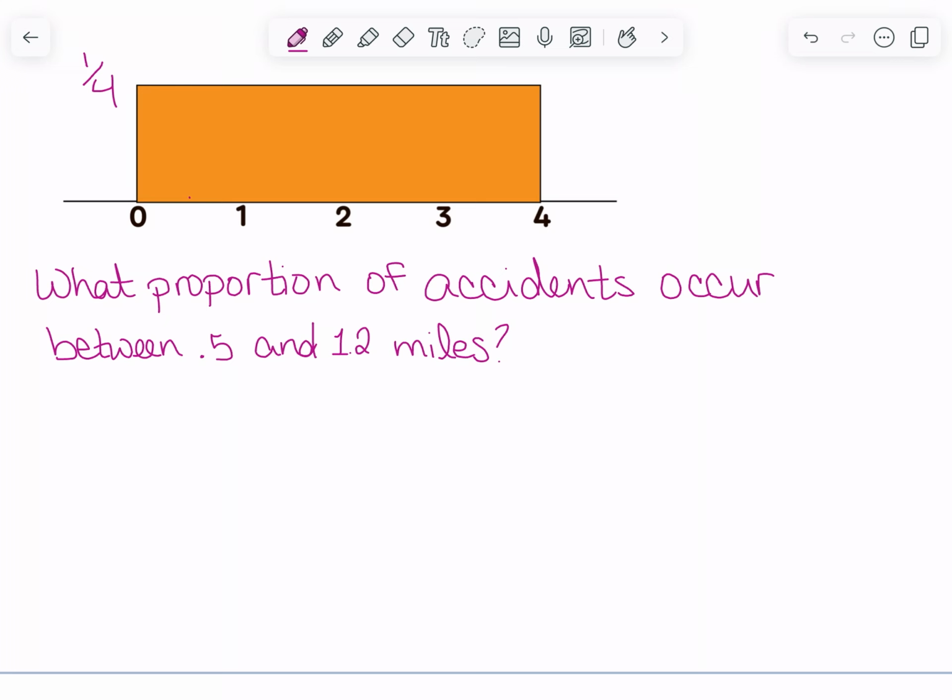Let's look at one more. What proportion of accidents occur between 0.5 and 1.2 miles? So this time 0.5 about right there, and 1.2 we'll say is about right here. We're going to shade between there.